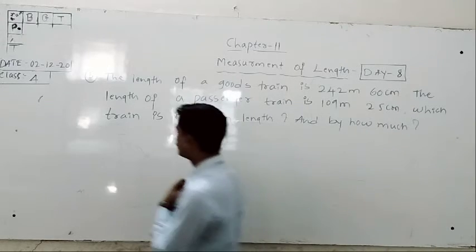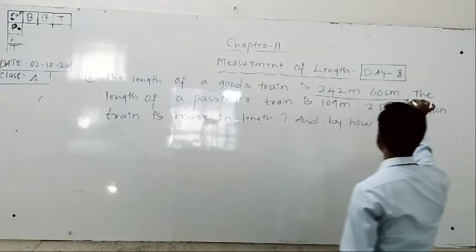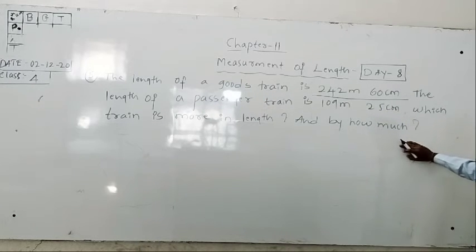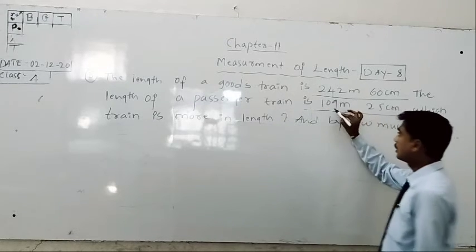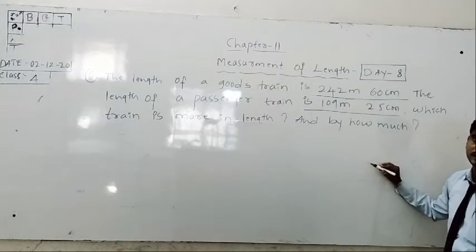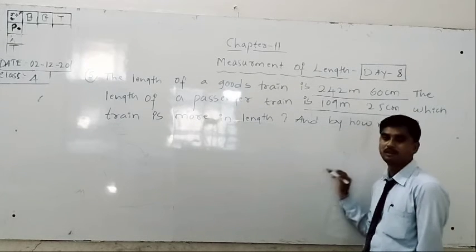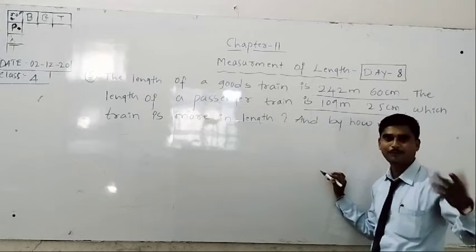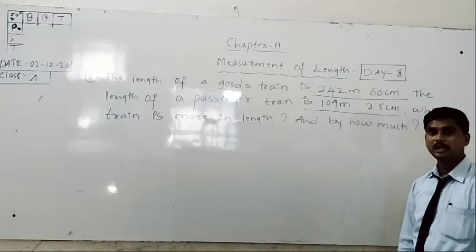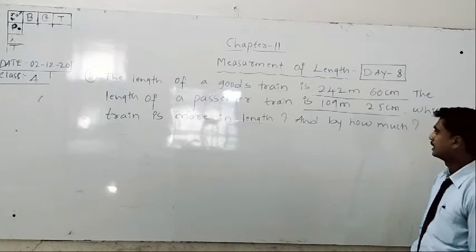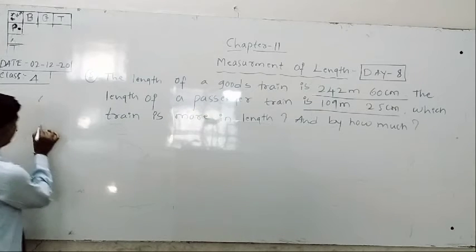First of all you should read: the length of a goods train is 242 meter 60 centimeter. The length of a passenger train is 109 meter 25 centimeter. Which train is more in length? Already I know that, because 109 and 242, sir, the goods train is more length. Then how much length more? That one you should say. First of all, you should write the answers.